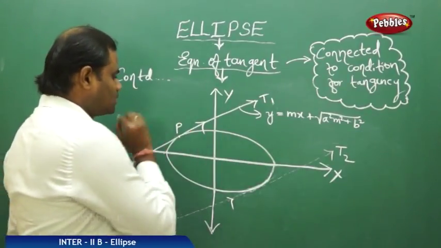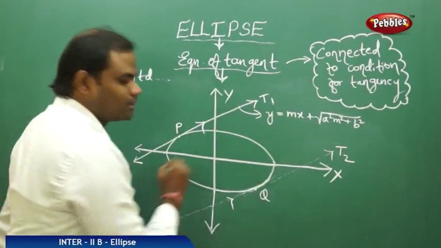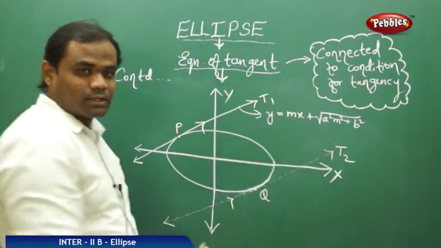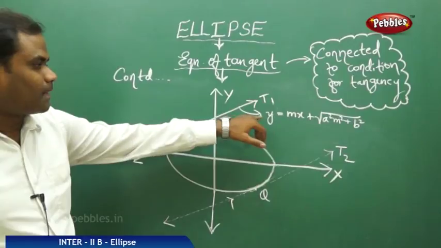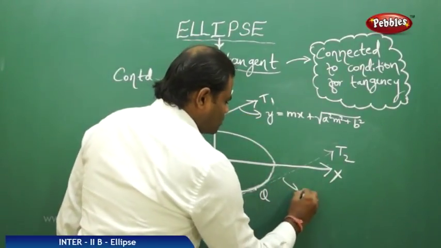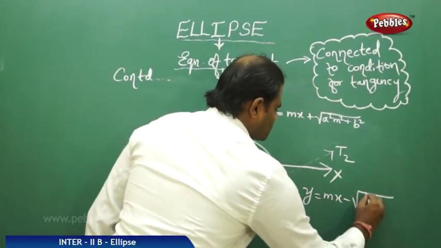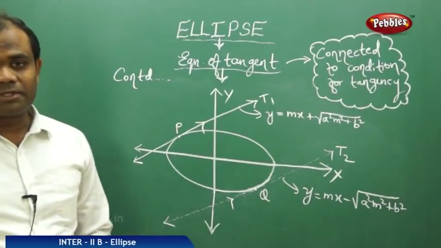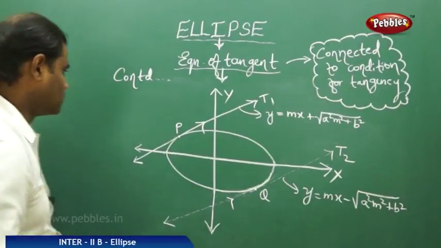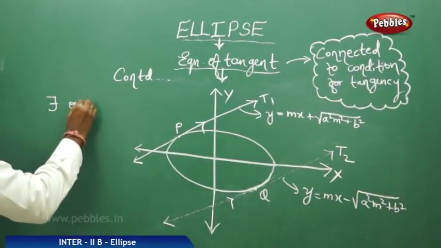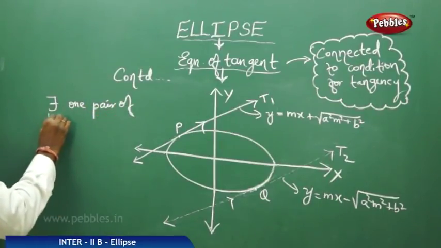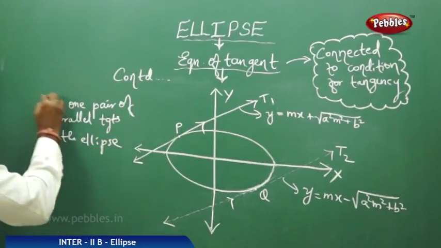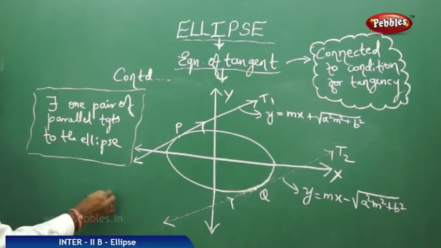Therefore, there exists a tangent T2 which is parallel to this, and which is also a tangent to the ellipse here. So this is the point of contact of this line with the ellipse, and this is the point of contact of the other line with the ellipse. Because this equation is given by plus the root, the minus root is obviously a line parallel to the tangent drawn here, having the same slope. These two lines being parallel, this equation is y = mx − √(a²m² + b²). Therefore, this gives us the learning outcome that there exists one pair of parallel tangents to the ellipse. That's how I come to the learning outcome for the ellipse.